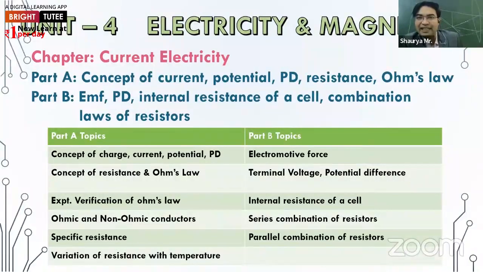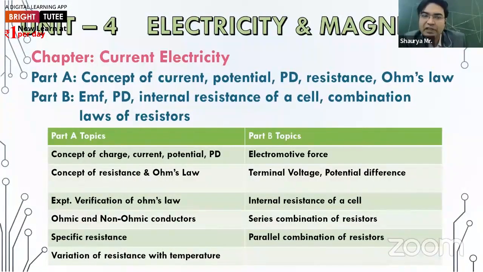Okay, so moving on from this sound to the next unit, that is a broad part of our curriculum for term 2, that is electricity and magnetism. Now, usually our textbooks break this entire unit into different chapters. The first chapter among them is current electricity, which further is broken down into two subparts A and B.